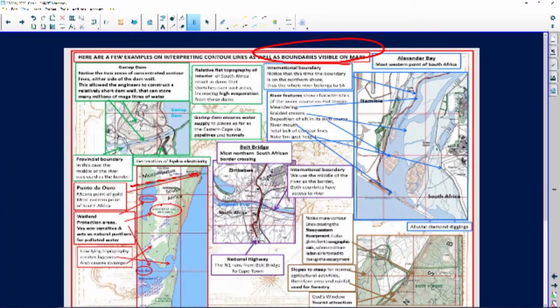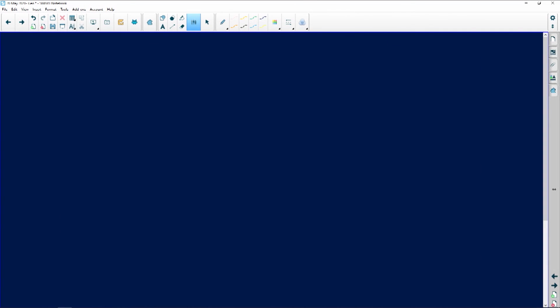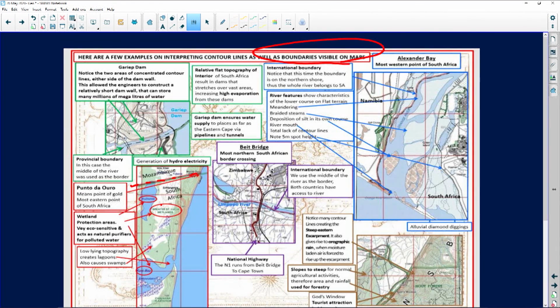Okay, if we quickly go to our next map. Okay, that was our final map. Right, let's just quickly, before we're going to start with GIS, stretch your legs, grab a glass of water, coffee, whatever, and let's get straight into it.